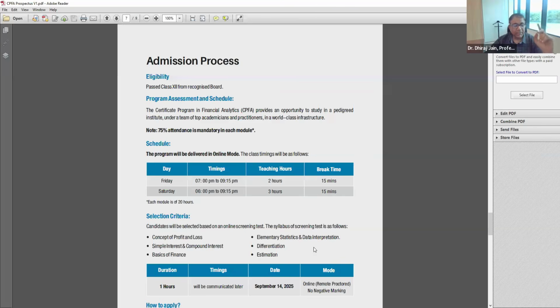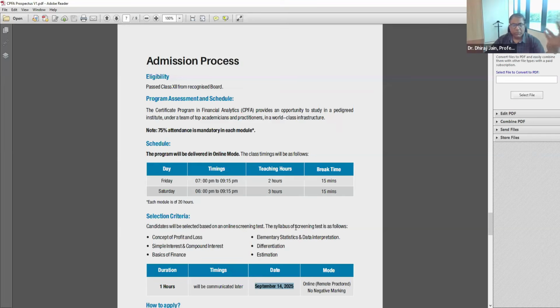When will the screening test be conducted? The timing we will communicate to you later, but the screening test shall be conducted on September 14th, 2025. You can note down the date. There'll be no negative marking, and it will be an online remote proctored test. You can give the test from your home only. The test will be for 1 hour. The question paper will be on the basis of the syllabus on the brochure that is on the website. So September 14th we will have this test, and the time will be communicated to you.